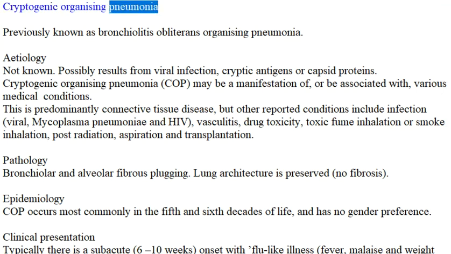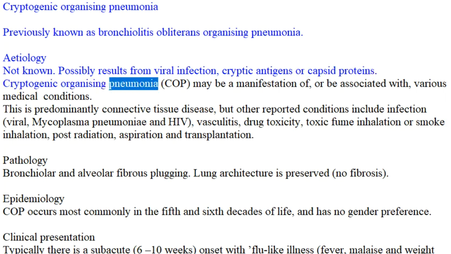Cryptogenic organizing pneumonia, previously known as bronchiolitis obliterans organizing pneumonia. Etiology: not known. Possibly results from viral infection, cryptic antigens, or capsid proteins.